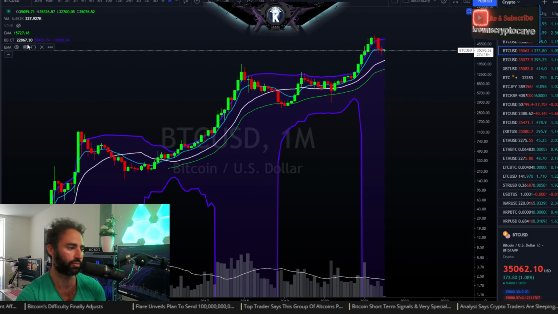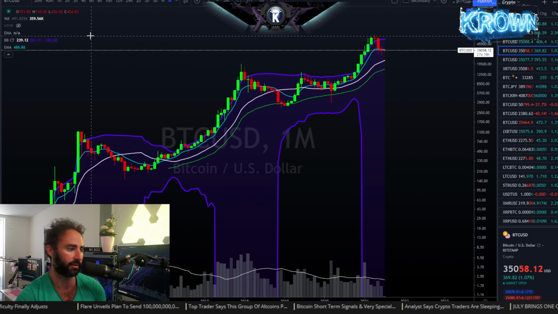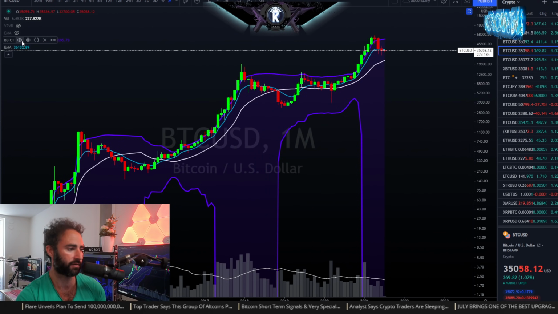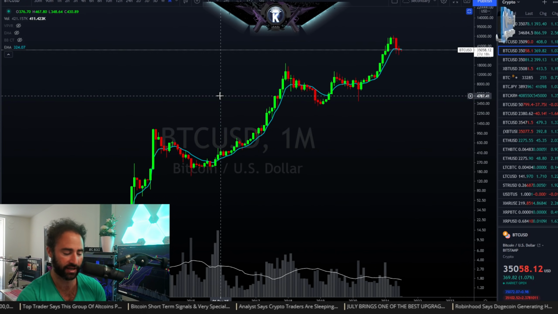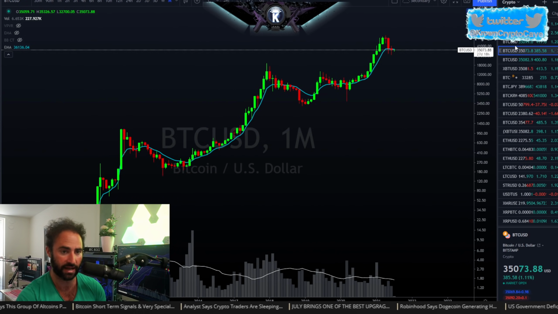If you want a more simplistic way of just looking at this, which we can do right now, we can get rid of all of this. You see this cyan moving average right here. That's the 9x benchmark average, and funnily enough, it just happens to be one of those things.